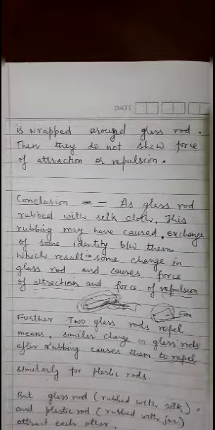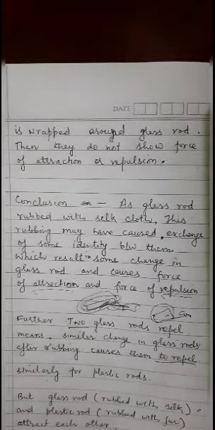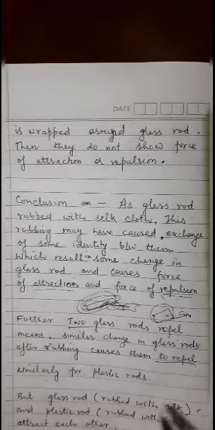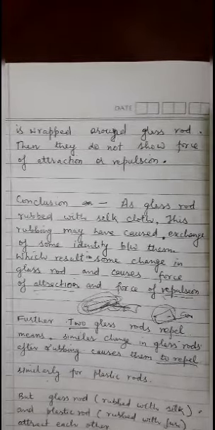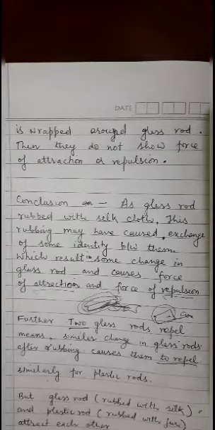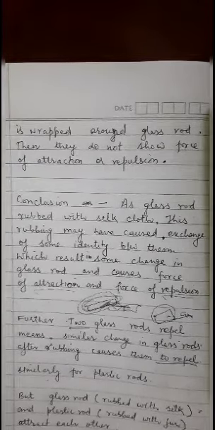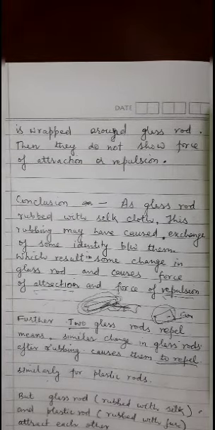Now next one. Similarly, we can discuss it with the plastic rod. The same thing is happening in the plastic rod also. Now next one is, the glass rod which is rubbed with the silk and the plastic rod rubbed with the fur attract each other. This means that two different rods after rubbing may have some different change.